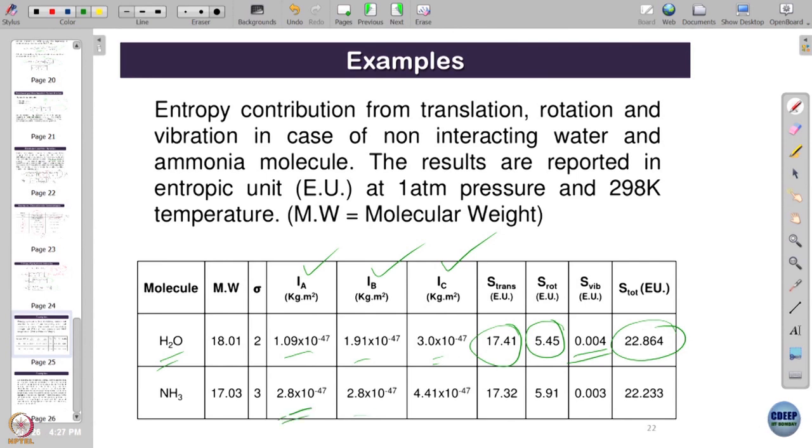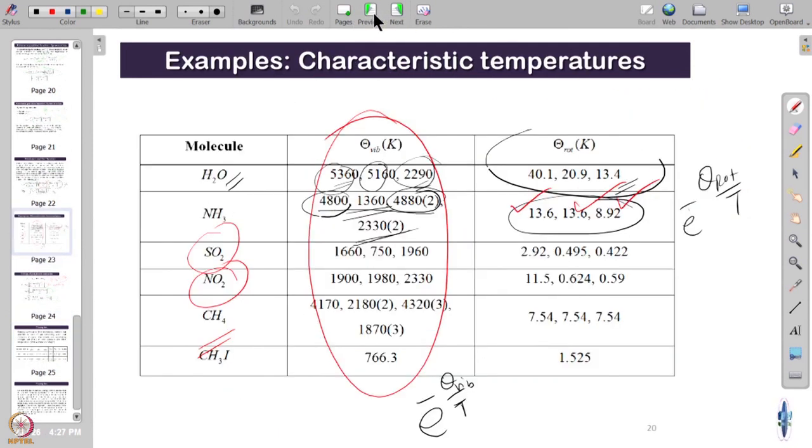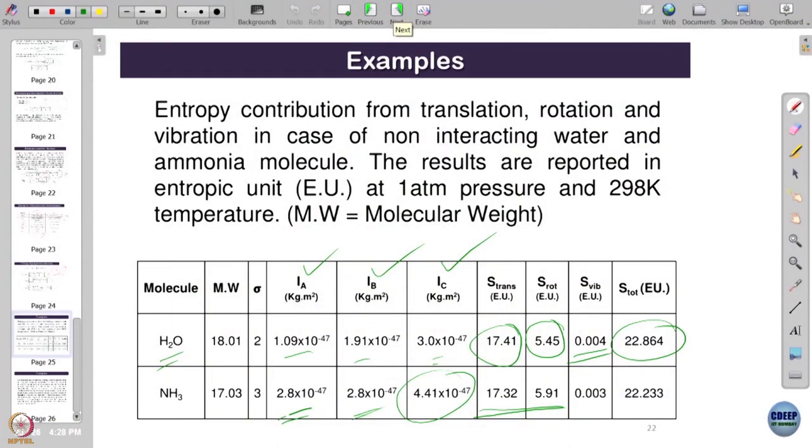Now the other thing is ammonia. In ammonia, there are two moments of inertia that are nearly degenerate, and then this one is a larger moment of inertia. Now a very similar story unfolds for ammonia: translation and rotation. The rotational contribution is a little bit larger, which you could guess, because look at the rotational temperature. The rotational temperature of ammonia is lower than that of water. As soon as the rotational temperature becomes lower, its contribution to the partition function, to free energy, and to entropy becomes larger, and that is what happens. So 5.4, 5.91, this is slightly less, but then at the end of the day, we have this value of the entropy.